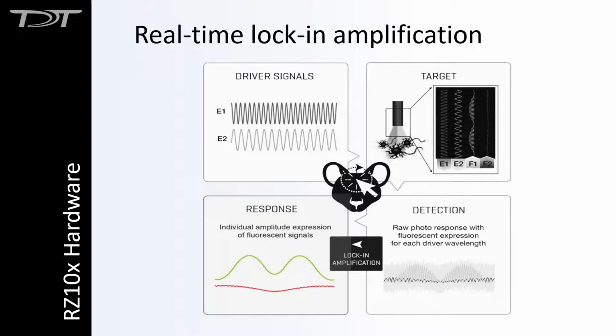And so you're able to easily view your GCaMP signal in real time, separated out from your motion artifact. And you don't have to worry about any additional coding or figuring out how to make it work. This is something that's already included with the RZ10X and ready to go.